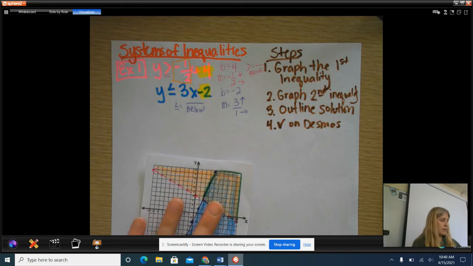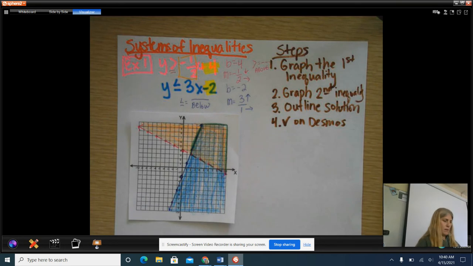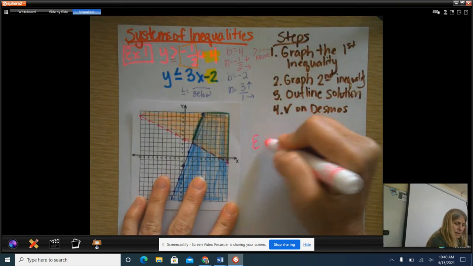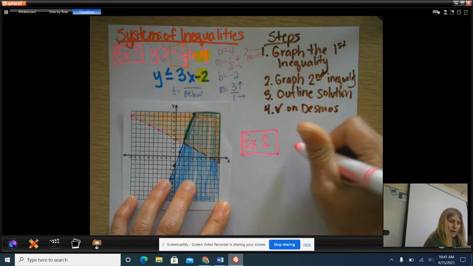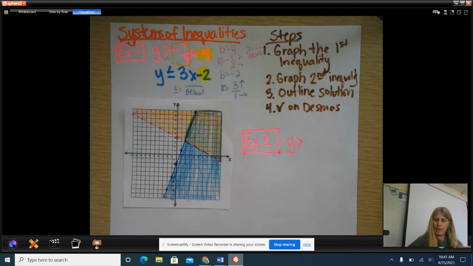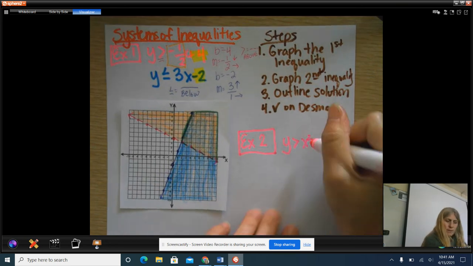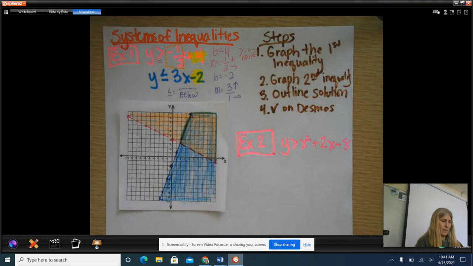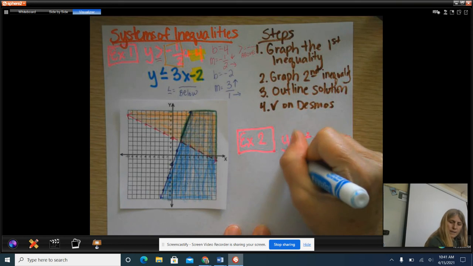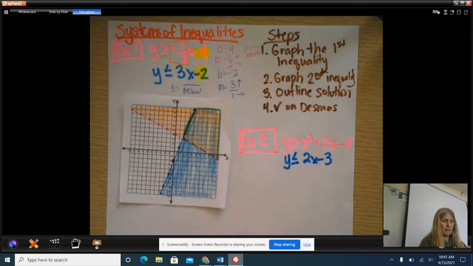Okay. So let's go ahead and try one more example. So here is our example 2. We're going to have y is greater than x squared plus 2x minus 8, and y is less than or equal to 2x minus 3.